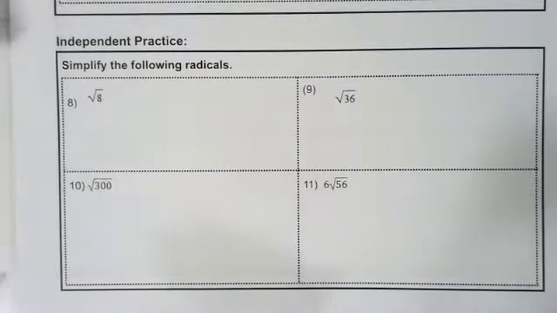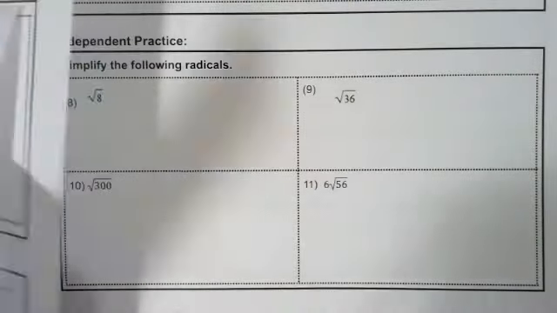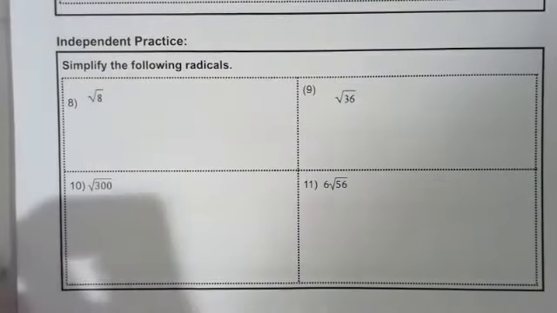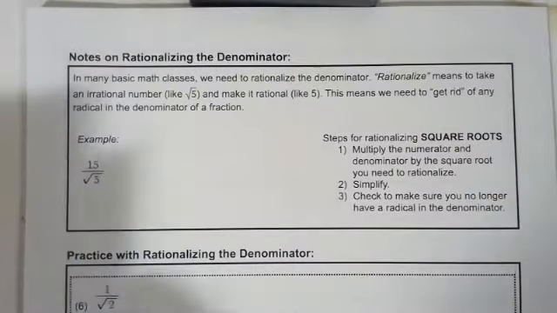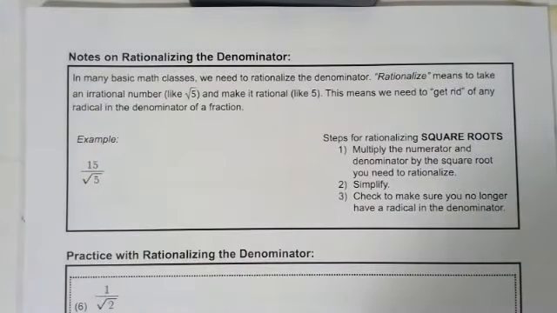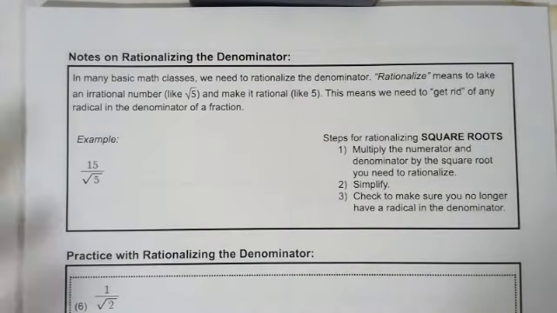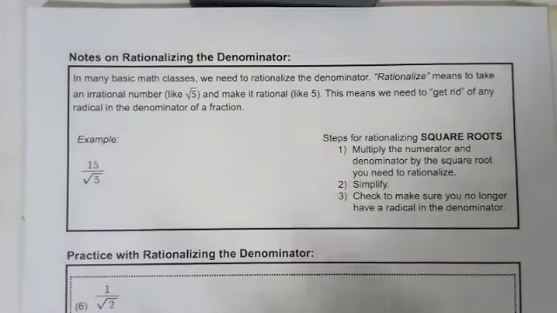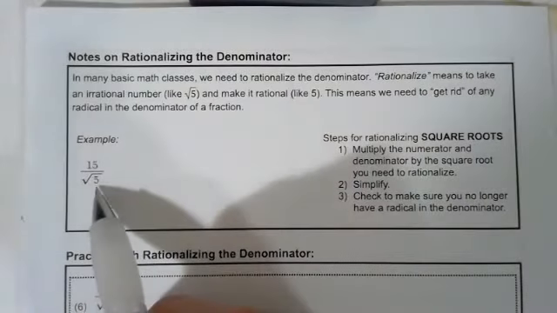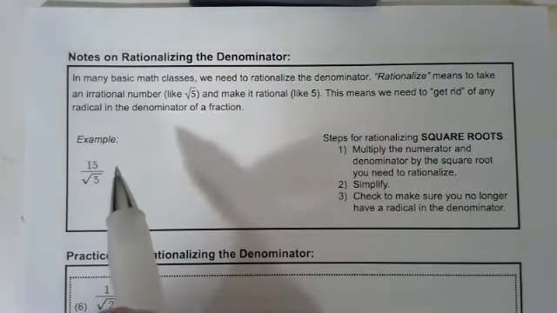Let's move on to rationalizing the denominator. All right, so in many basic math classes, what we need to do is rationalize the denominator. Now, all we do when we're rationalizing it is we're getting rid of the square root in the bottom of a fraction. And it's a very straightforward process. All we do is we look at the fraction and we say, do we have a radical sign in the bottom? Well, in this case, yeah, we do. We got a radical 5 or a root 5 there, yeah?